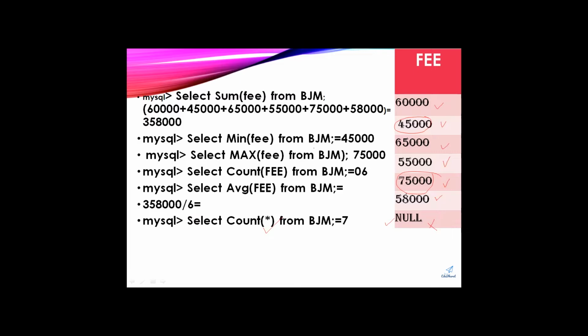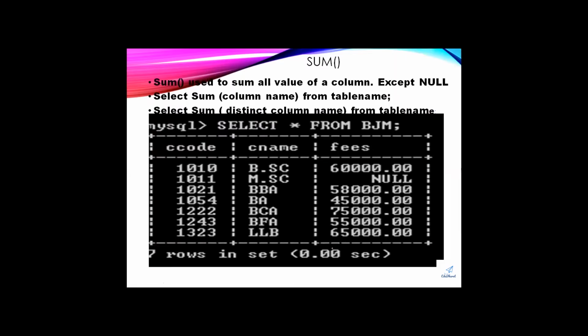Okay. And average fee. How can we find the average of any given data? We can find it as the sum divided by the total number of values. So the sum of this is 3,58,000 and the values are 6. You don't need to do this manually. I have just explained how you can find it. The average function does this automatically. Okay, the next I will tell you later.